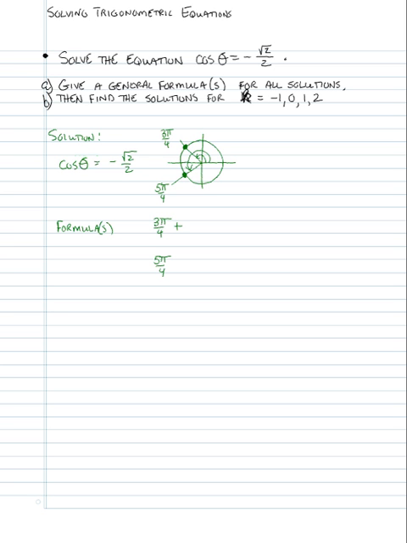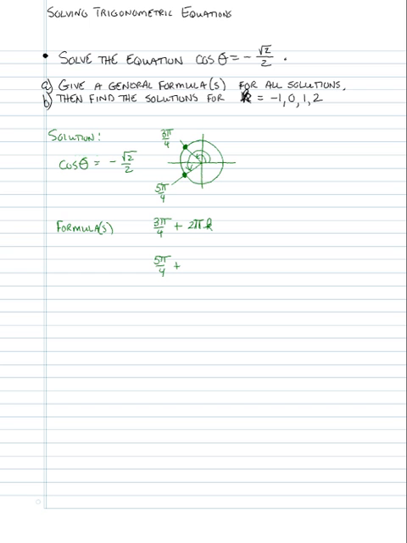The issue is this: if we start at 3 pi over 4 and we add or subtract multiples of 2 pi, then we'll be in the very same position, and the cosine of 3 pi over 4 plus 2 pi times some integer value is still going to be negative square root of 2 over 2. So this is one of the two formulas.